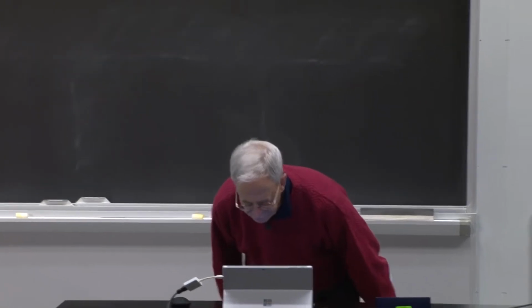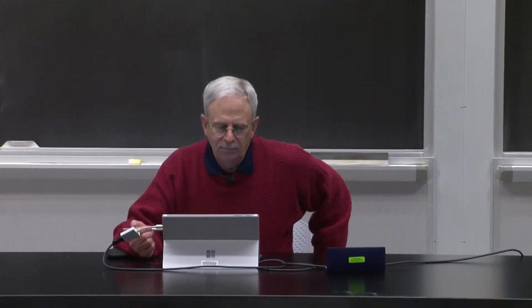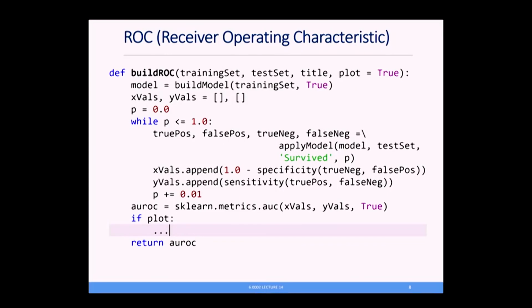So the way it works is I'll take a training set and a test set, the usual thing. I'll build one model. And that's an important thing, that there's only one model getting built. And then I'm going to vary P. I'm going to call apply model with the same model and the same test set, but different P's, and keep track of all of those results.